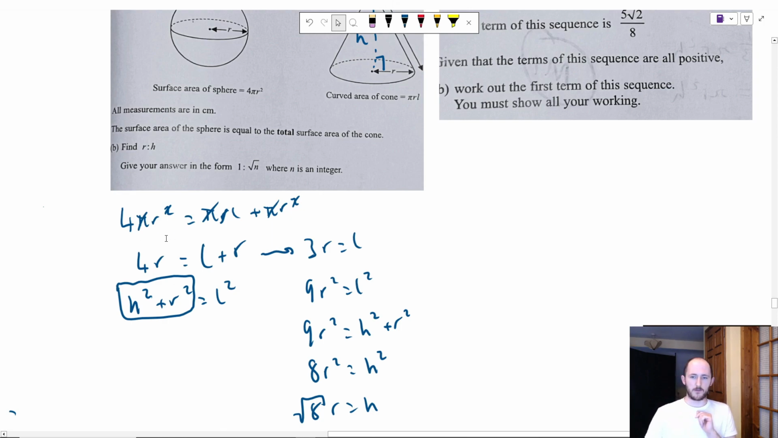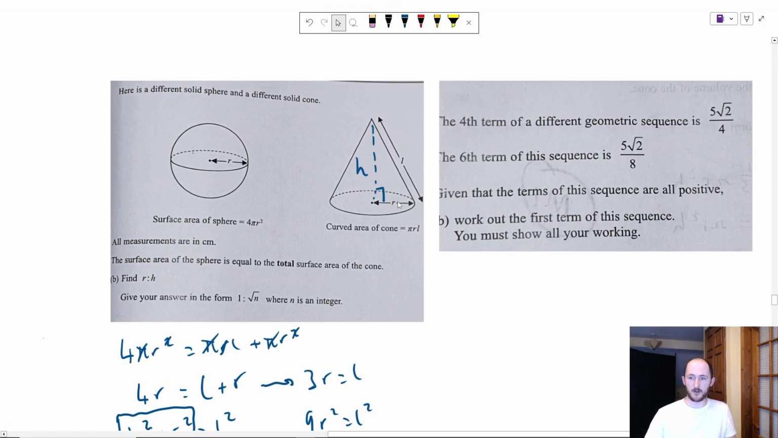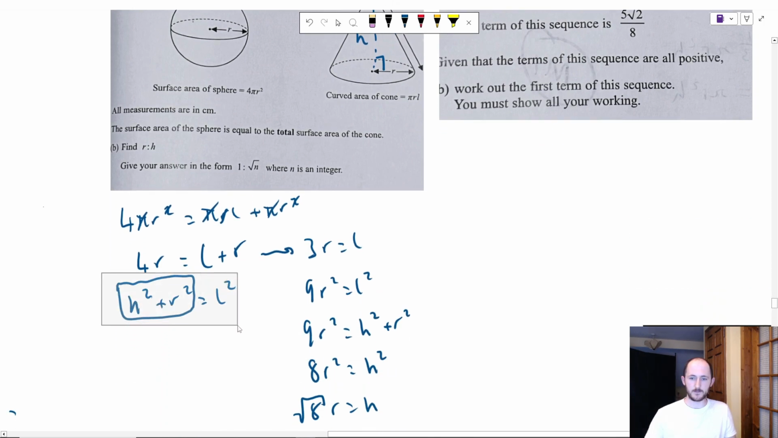Okay. From there, I just get 4r is equal to L plus r. So I've minus r from both sides. I get 3r equals L. Now, in the question, it says I want r to h. I want an equation that just has r and h in it. So to do that, I need to get rid of L. To do that, I've used Pythagoras to get an equation for L, right? Because h squared plus r squared equals L squared because of Pythagoras, which gave me this, which I then just subbed into the equation to get this.